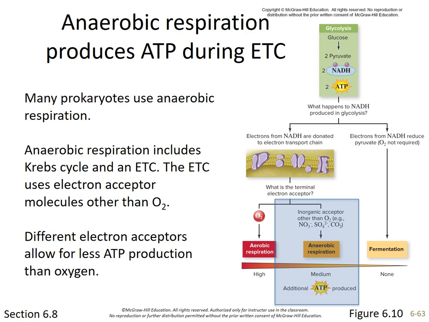Many prokaryotes use anaerobic respiration. Anaerobic respiration includes the Krebs cycle and the electron transport chain. The electron transport chain uses electron acceptor molecules other than oxygen. Different electron acceptors allow for less ATP production than oxygen. So, other than oxygen, they can use nitrates, sulfates, carbonates.